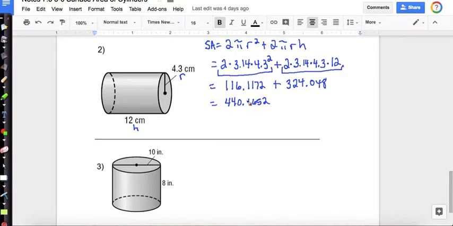Now, if it didn't tell me to round, I would be okay. But if it told me to round to the nearest tenth, I'm going to underline the tenths place and look to the right. And it's 5 or above, so I'm going to give it a shove to 440.2 centimeters squared.